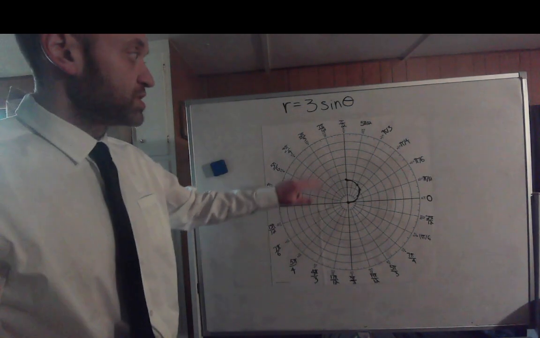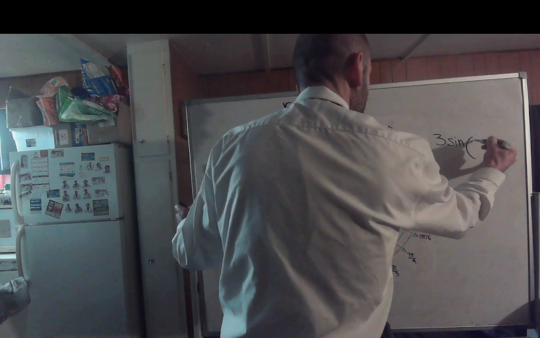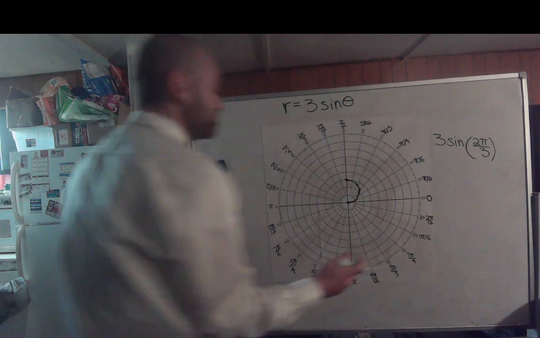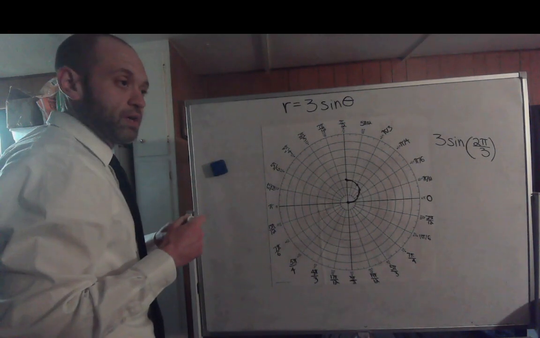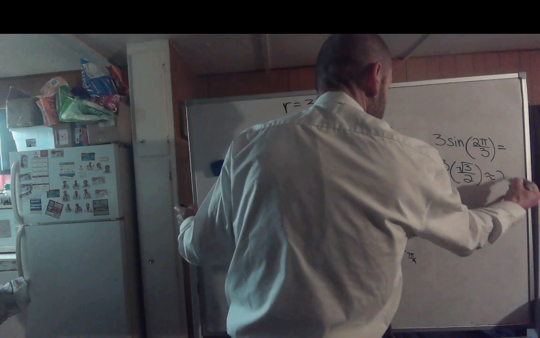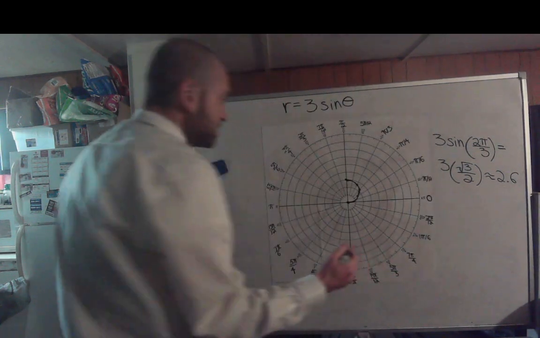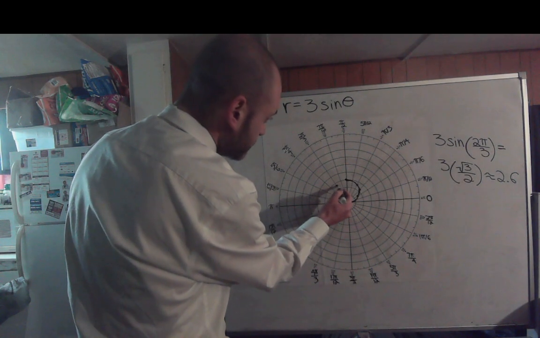Next special angle is 2 pi over 3. So if I take 3 times the sine of 2 pi over 3, well, the sine is positive in the second quadrant. So that's like the sine of pi over 3. That's also the square root of 3 over 2. So you'll have 3 times the square root of 3 over 2, which is approximately equal to 2.6. So at 2 pi over 3, I'll be down to about 2.6, which is right there.